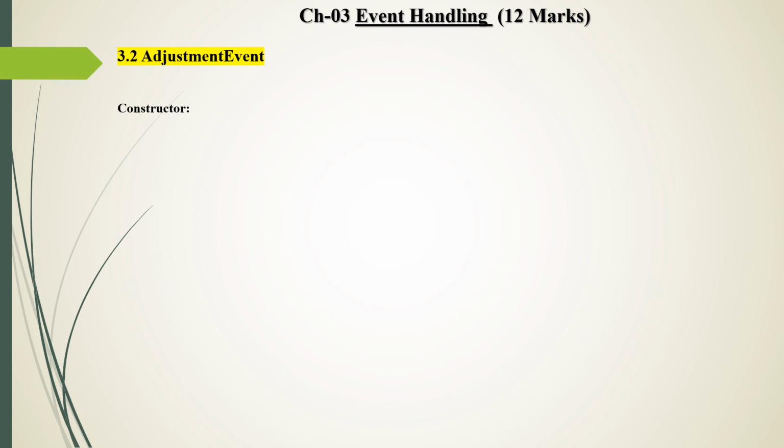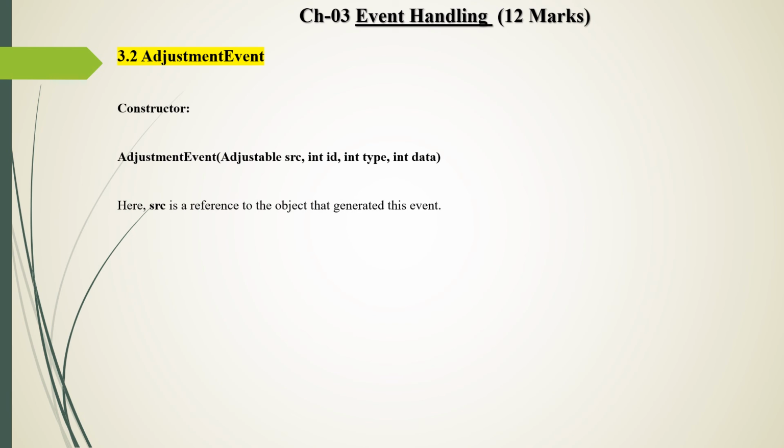Then the constructor of adjustment event, which has 4 parameters. First one is source, second one is integer ID, third one is type, and last one is data. Here, SRC is the reference to the object that generates this event. So if the scroll bar S1 generates the event, that time we pass S1 in the first parameter. Then the ID specifies the event. Then the type of adjustment is specified by the type, and its associated data is the data. So these are the 4 parameters of the constructor of adjustment event.